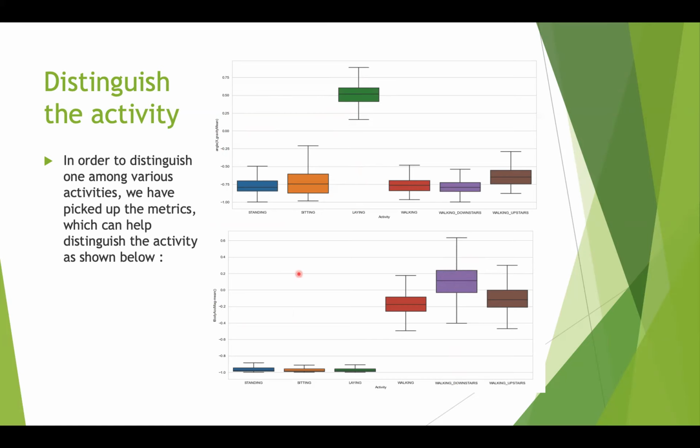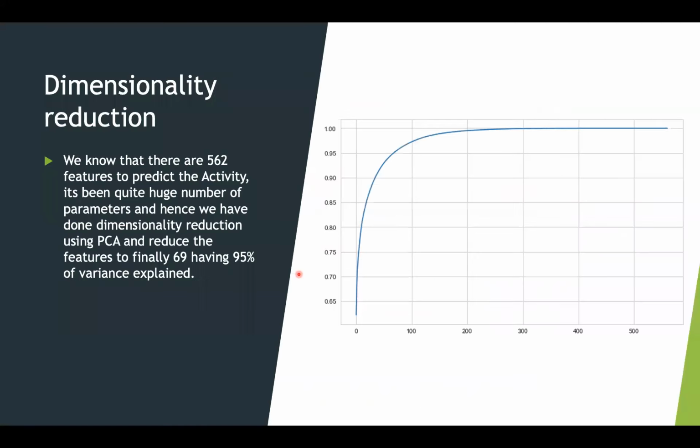So this can basically help us to clearly distinguish among the various activities that we have. And then, as we all know, it's a huge set of features, around 562 different features. But in order to go forward and do any sort of prediction, this is not a set of features that will be valuable, because many of these features are repetitive or have very little variance. So we can use a dimensionality reduction principle and models like PCA, principal component analysis.